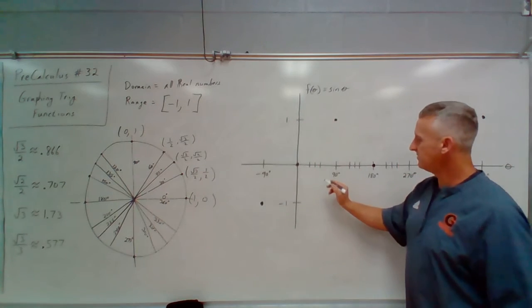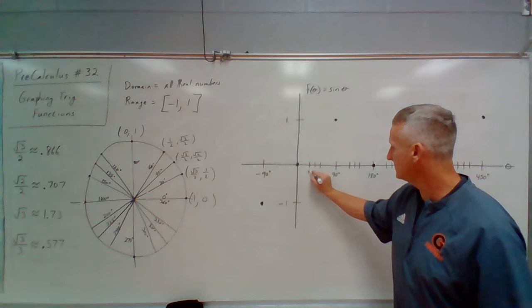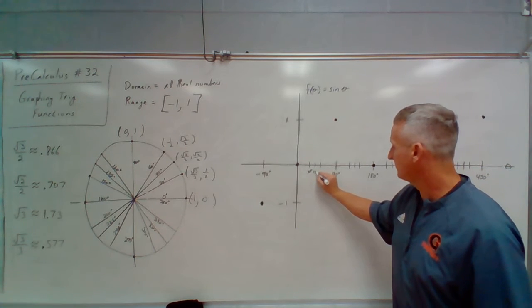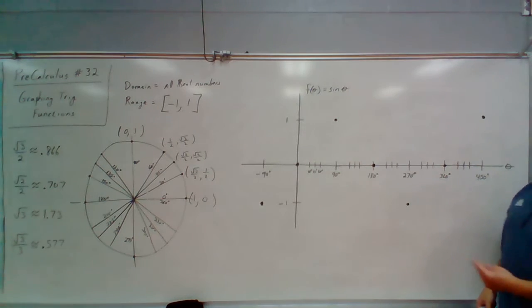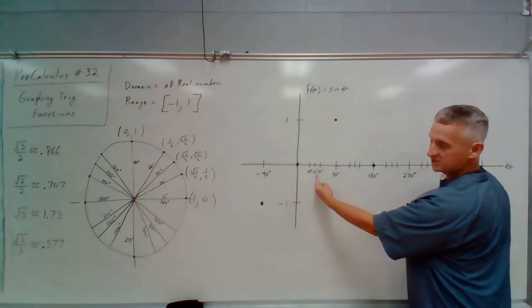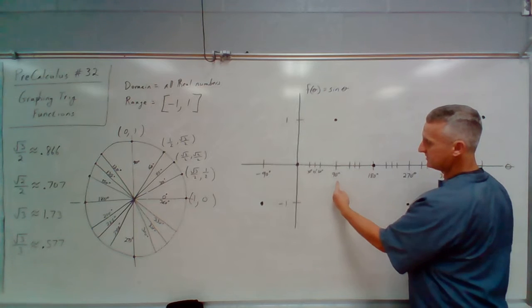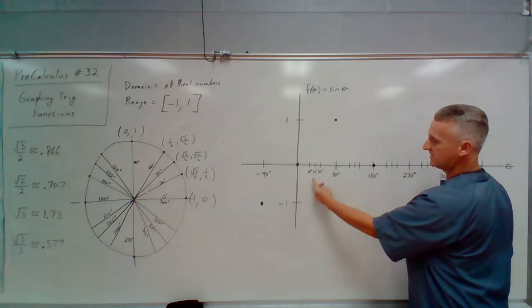All right, let's find some other points here, the ones in the middle. So I have 30 degrees, 45 degrees, and 60 degrees. Again, make sure you have these spaced approximately correctly. 45 is between 0 and 90, exactly halfway between 0 and 90.